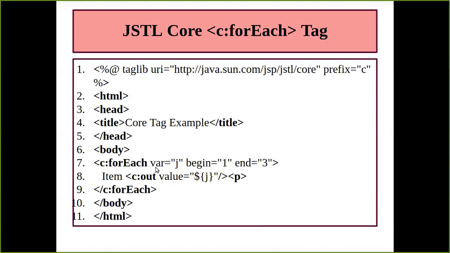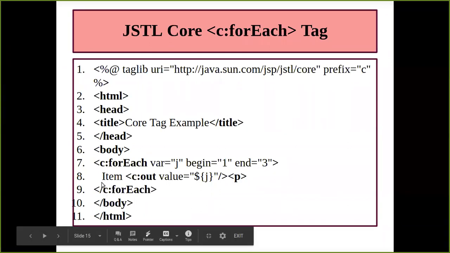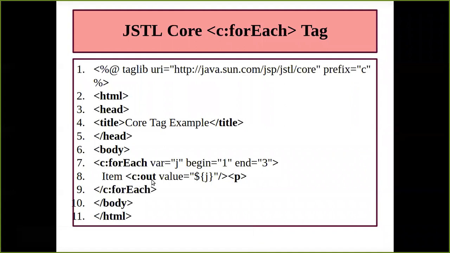It has the attributes var, begin and end. So I first give a variable name, that is J, and I make the forEach loop understand that I'm going to start printing the value from 1 and end at 3. Now you just want to print the value of J, so you make use of the out tag. You have an attribute, so you have an expression where you print the value of J. So what is the value you're going to get?